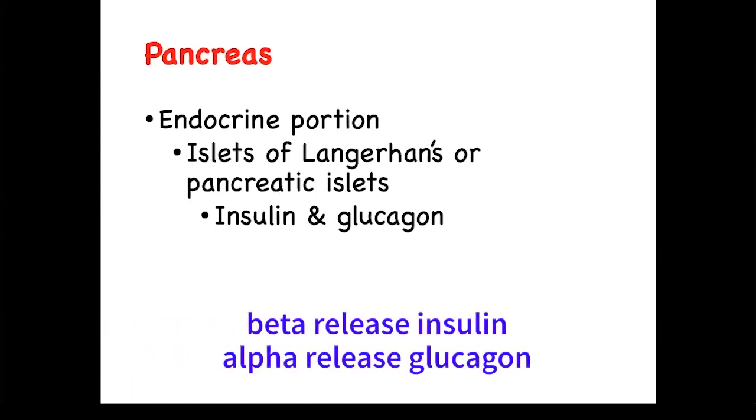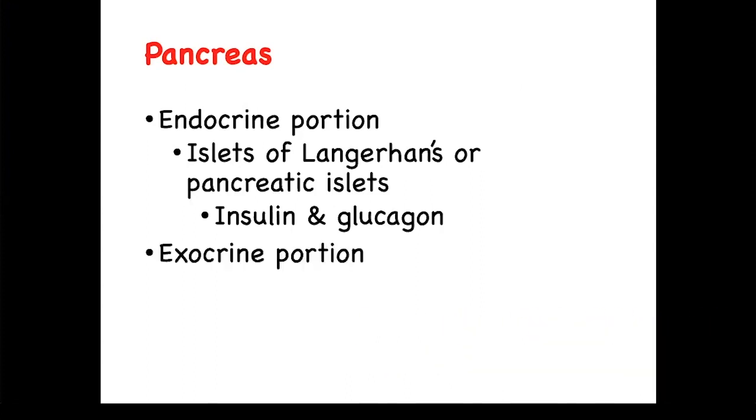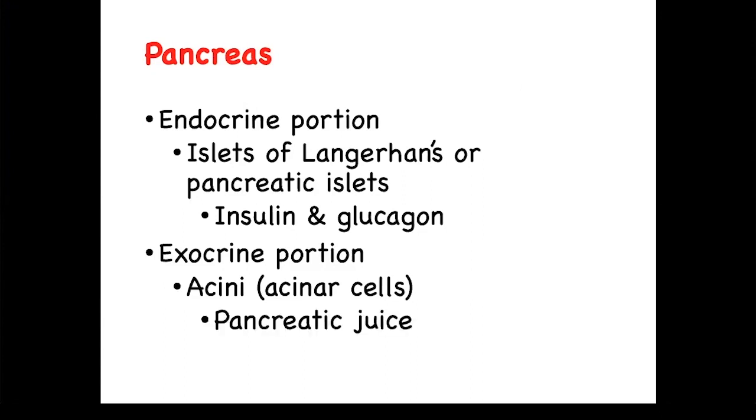You'll need to know that the beta cells release insulin, and the alpha cells release glucagon. These will be used to regulate your blood glucose levels. The exocrine portion will consist of acinar cells, and the exocrine portion is called the acini. The acini will produce pancreatic juice.